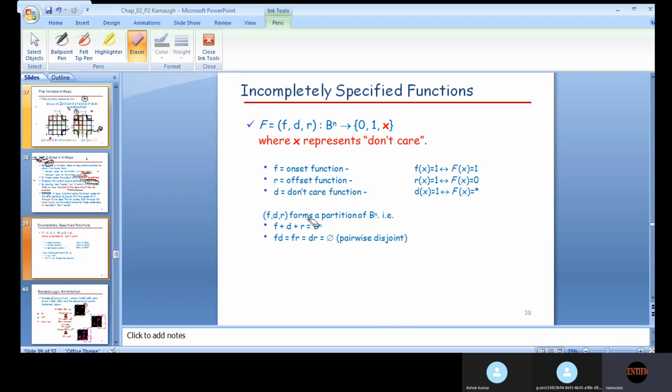If f, d, r form a partition of the binary space B power n, then we can take it as f plus d plus r is equal to B power n. Okay, so f intersection d is equal to f intersection r is equal to d intersection r, which is empty. We can denote it as pairwise disjoint. Okay, this is not required actually.